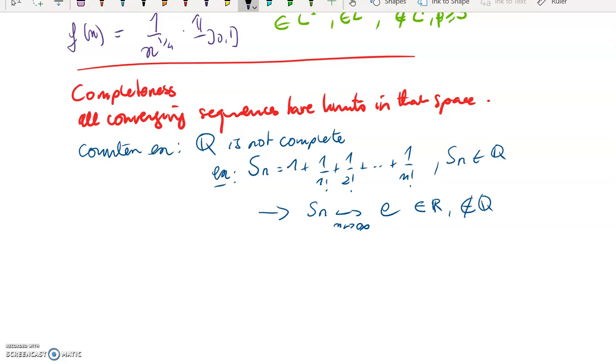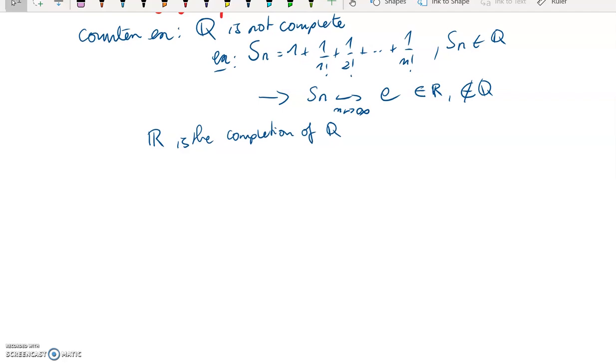And so we say that R is the completion of Q, and that's how we build the real numbers: the irrational numbers are the limits of sequences in Q. That's called the Dedekind cut, but anyway, that's not the topic here. But you see this idea of completeness. Here we're going to have something very nice about that L2 space.